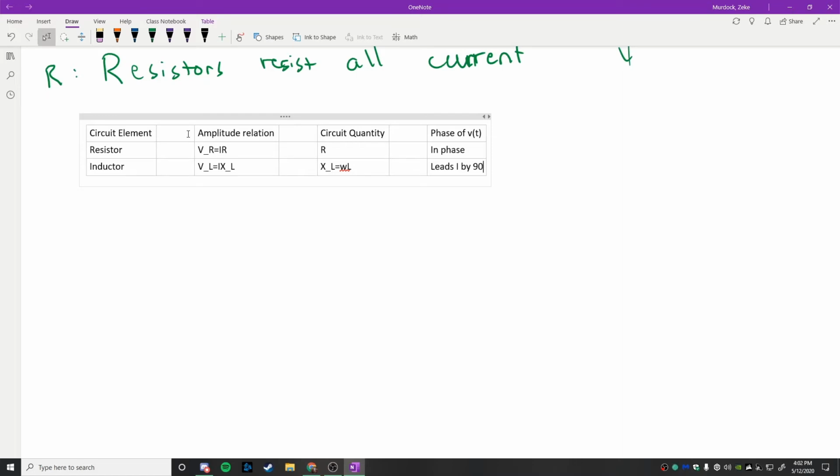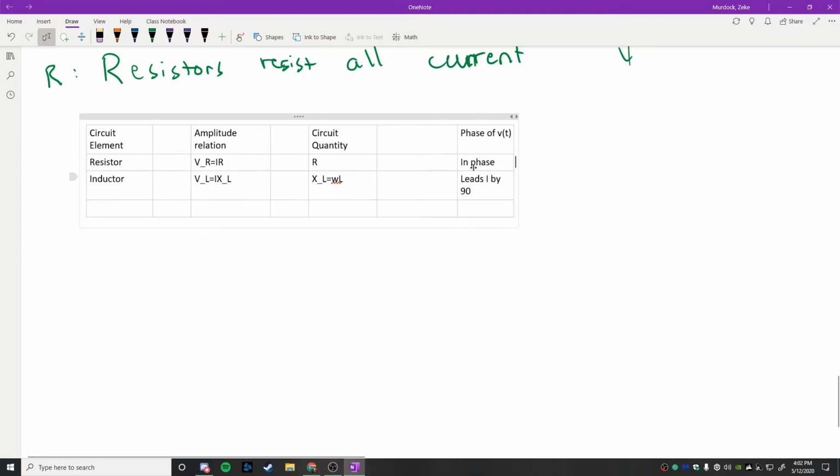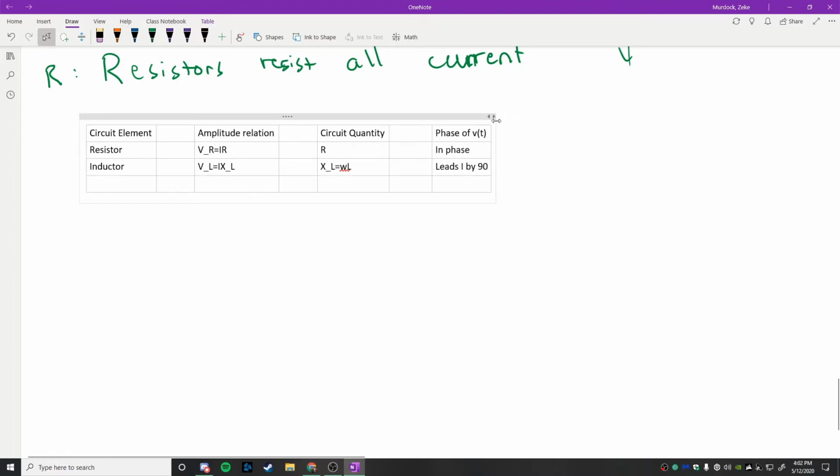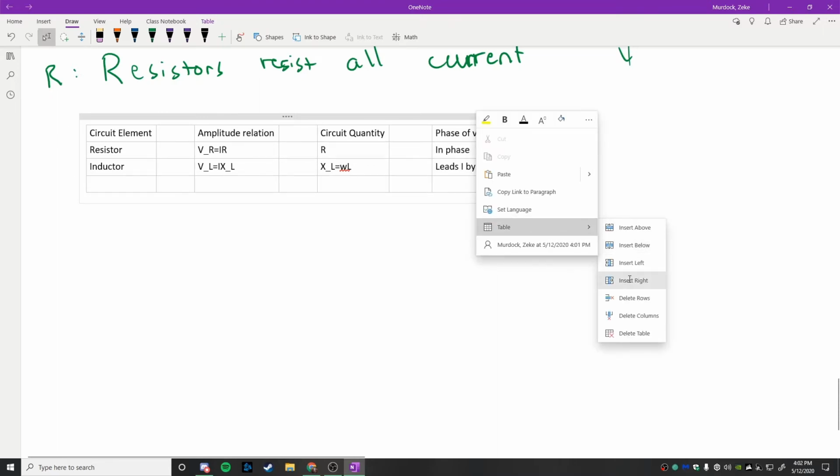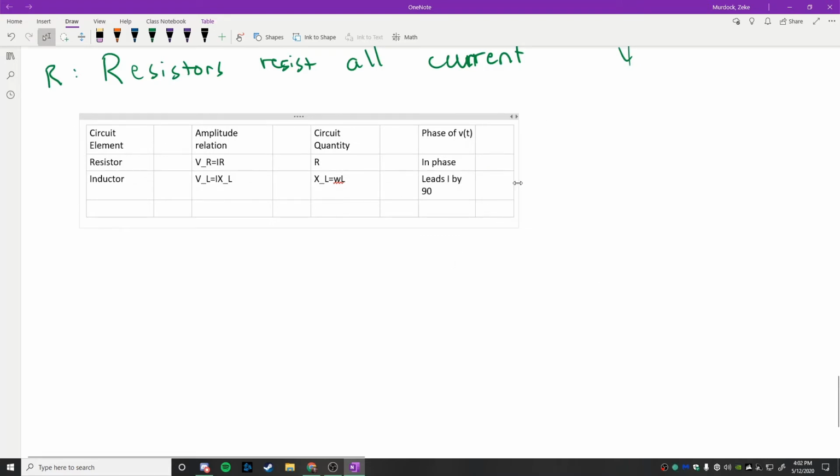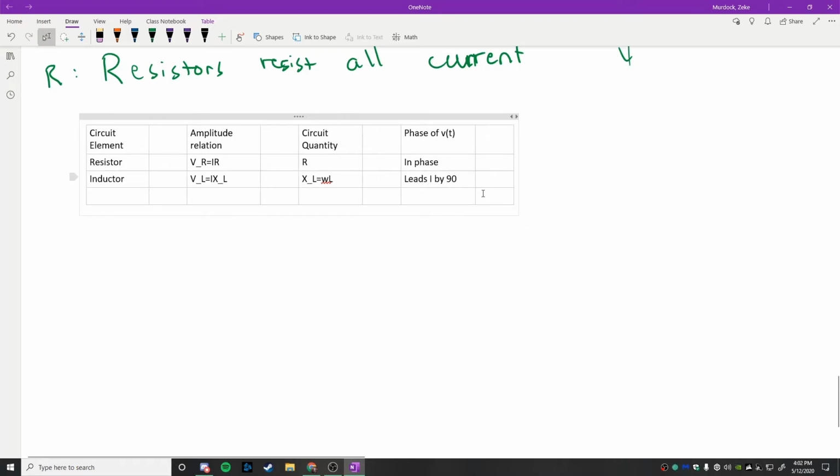Okay? Now there's actually something that we can use to remember this. I want to add one more, can I add a cell? Insert 1, there we go. So one way we can remember this for the inductor is this right here. It stands for ELI, the EMF leads the current. That's what that means.